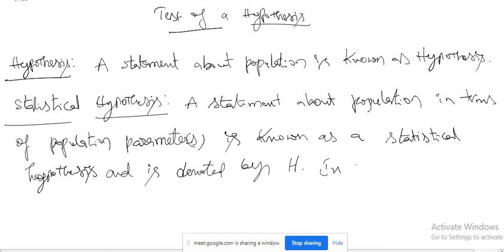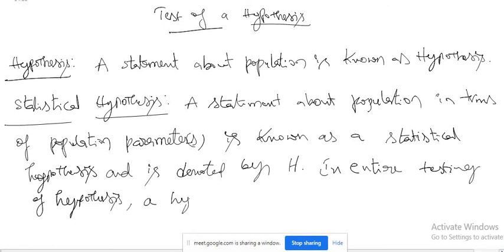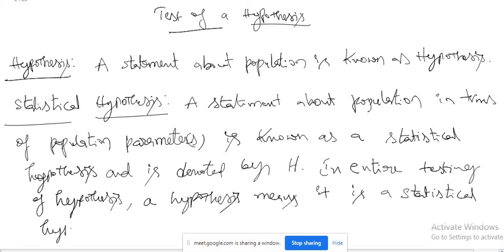In our entire testing of hypothesis, a hypothesis means it is a statistical hypothesis.